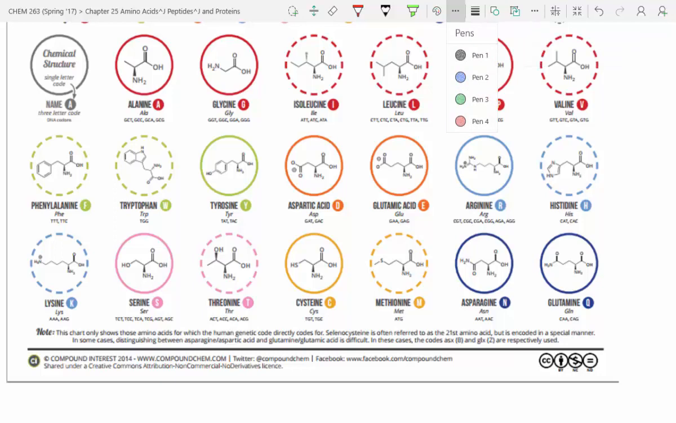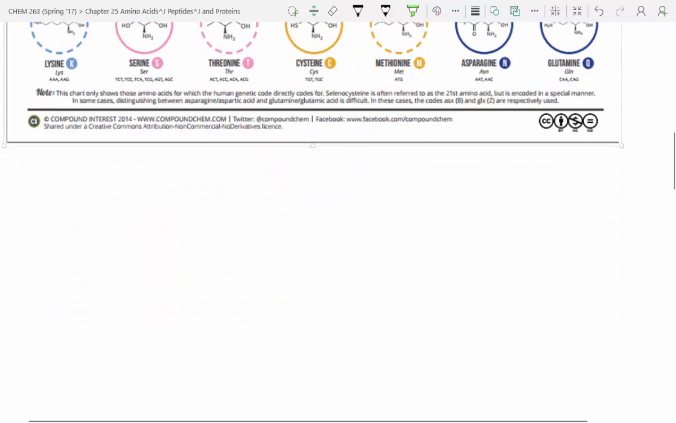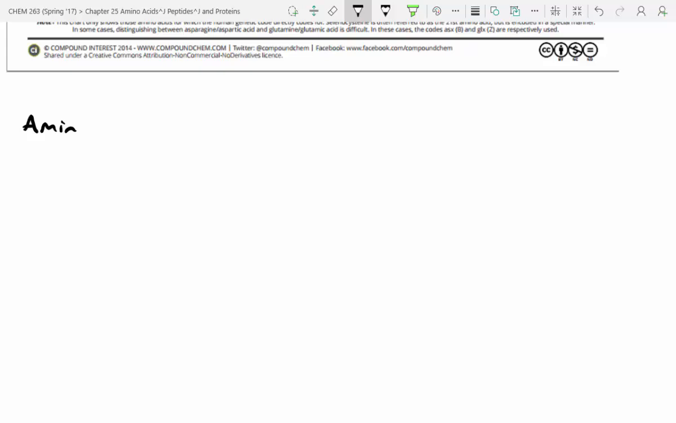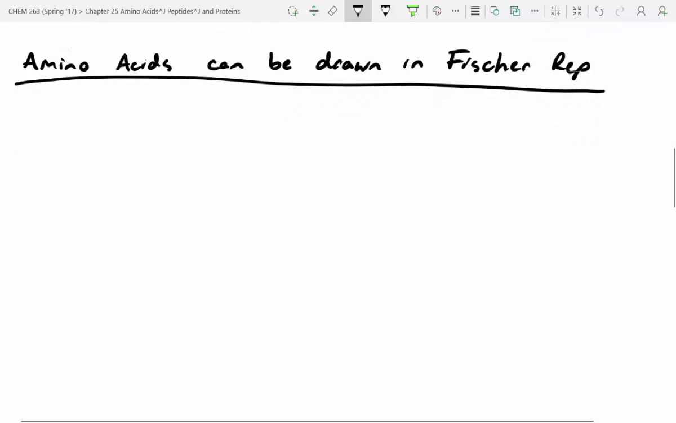All right. So let's focus on drawing for the time being. Amino acids can be drawn using the Fischer representation too. And they're pretty interesting, in my opinion, and I'll show you guys why. So here's one of them.